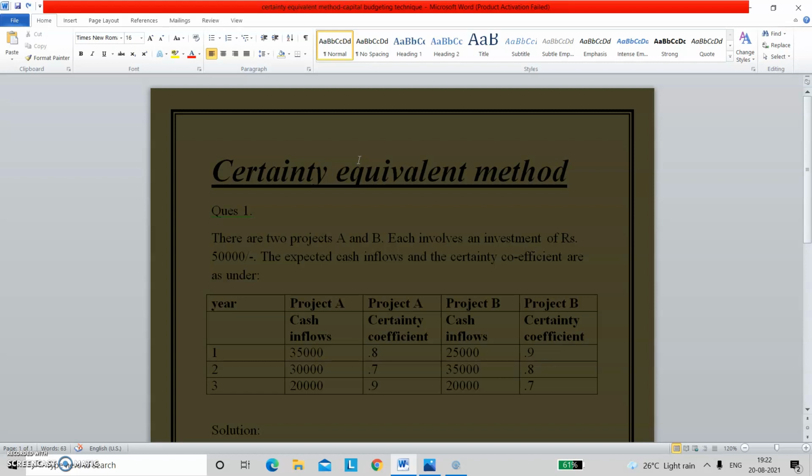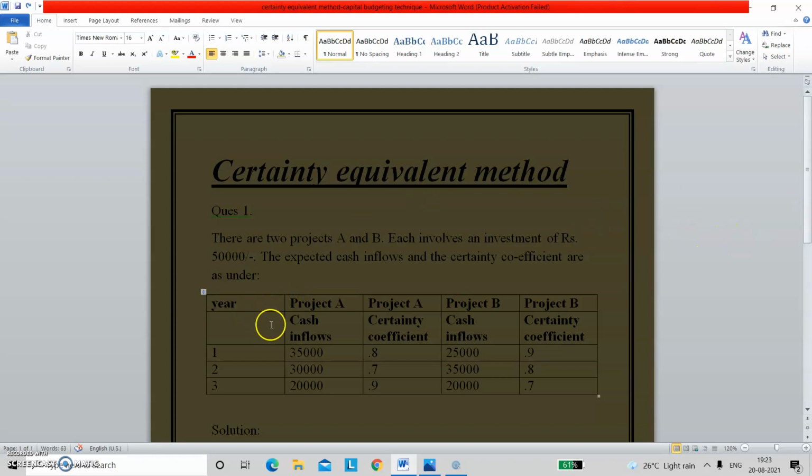The question gives the information that there are two projects, A and B. Each involves an investment of 50,000 rupees. The cash outlay or cash outflow can be used for expenses on a particular project, so the investment for both projects is 50,000 each. The expected inflows and the certainty coefficients are provided. That means the company has an opportunity of two projects, and they need to select one.